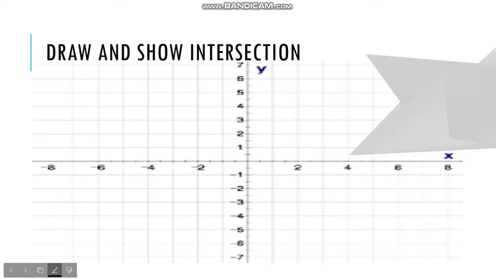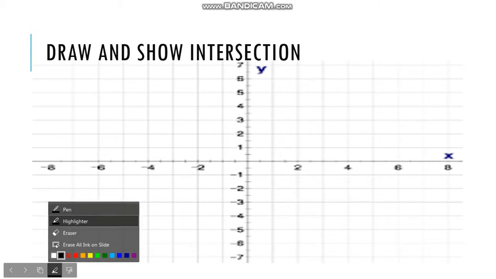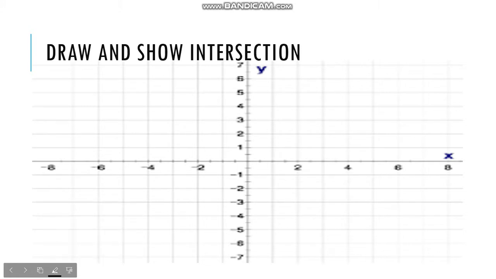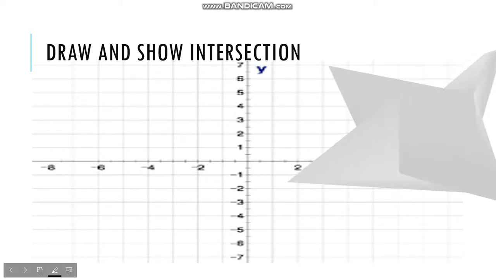Let's try to draw them on the graph. Now my first point was, if I go back, if I recall, 0 and minus 1.